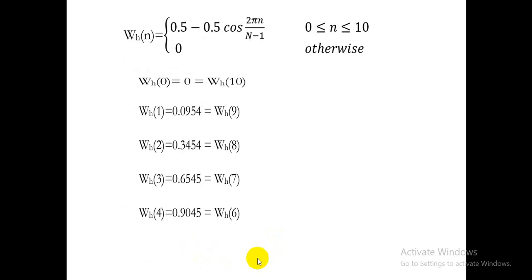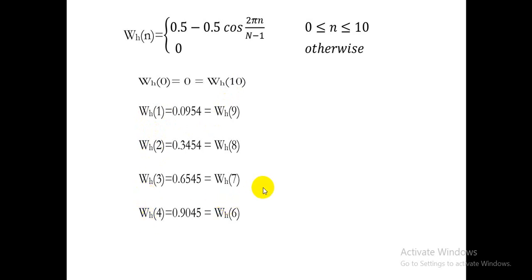Next, you need to find wh(0), right? So for wh(0), you substitute n equal to 0, and I told you we are about to find the window in linear phase. Now it is going to be a symmetrical response. wh(0) is equal to 0, and it is the same for wh(10) also. Similarly, you need to find wh(1), wh(2), wh(3) and wh(4).